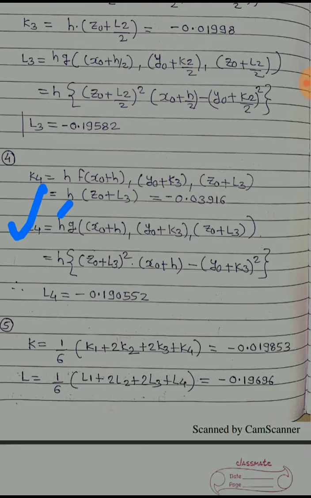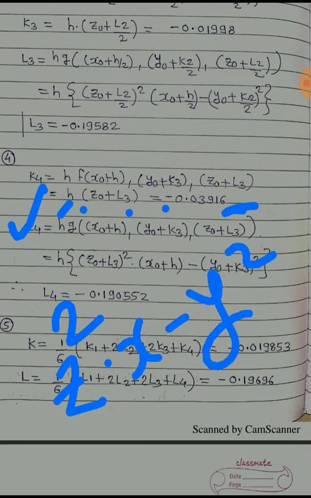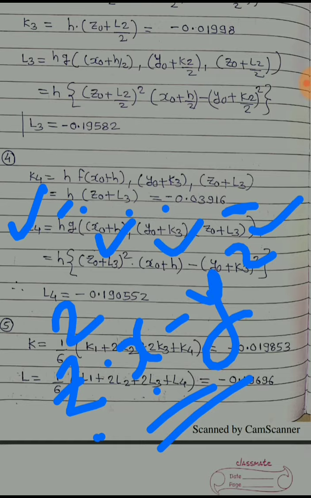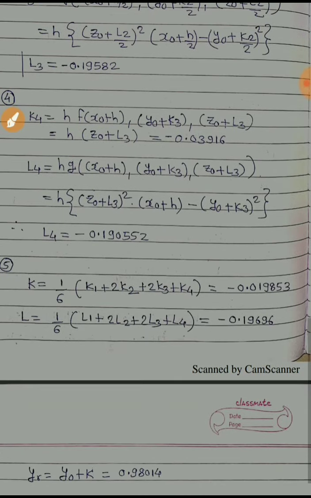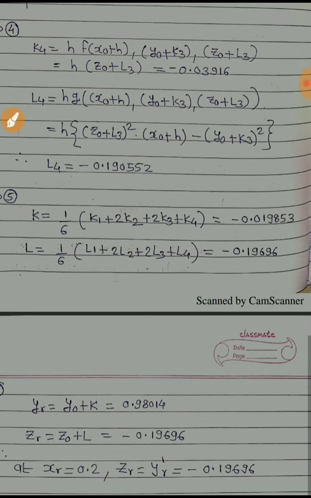The next work is to calculate L4. L4 is equal to h into g of x0 plus h, y0 plus k3, z0 plus L3. So in the equation z square x minus y square, I'm going to put z is equal to z0 plus L3, x is equal to x0 plus h, and y is equal to y0 plus k3. Hence, after putting the values, I will get L4 is equal to minus 0.190552.